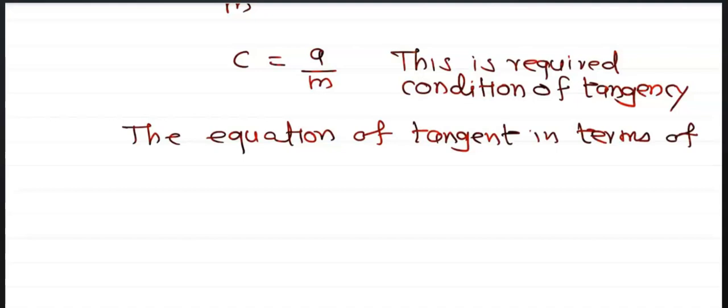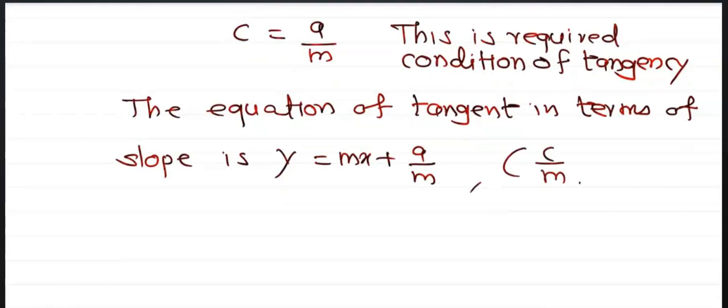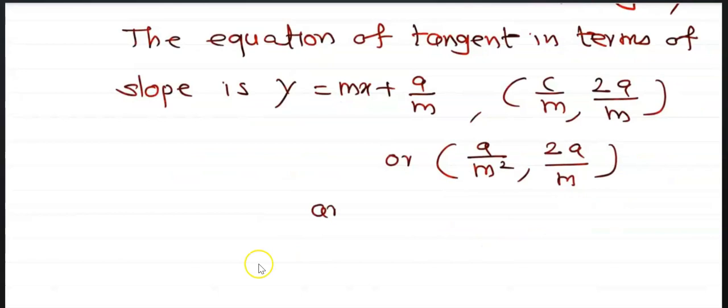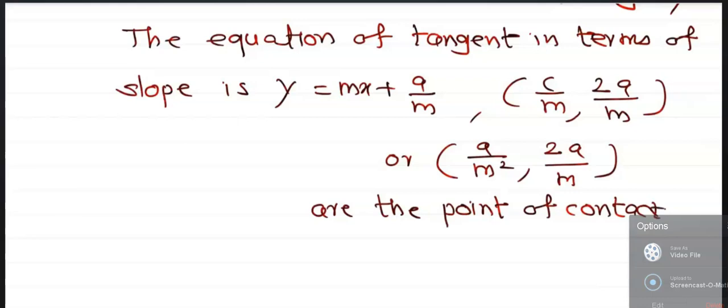In terms of the slope, equation of the tangent in terms of the slope. Now what is that? y is equal to mx plus c. Replace here c by a upon m. Therefore we treat this as the equation of the tangent in terms of the slope. And the point of contact is a upon m square and 2a upon m. These are the point of contact.